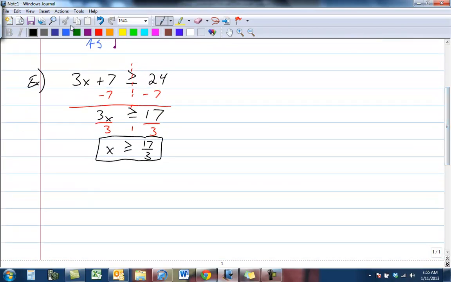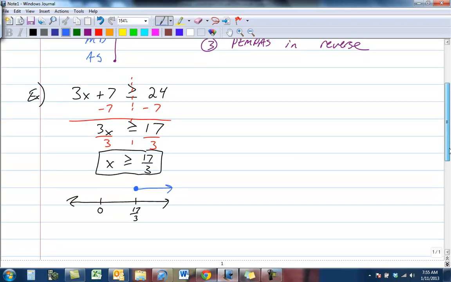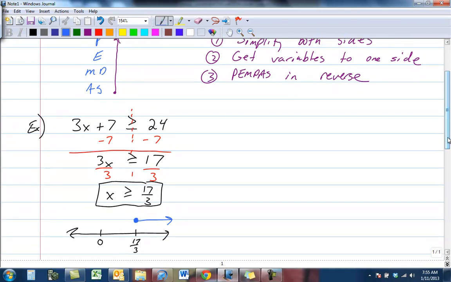Now if we were to graph this, make our number line, 2 tick marks, 0 and 17 thirds. Open or closed? Closed, to the right. That's what's up. We're solving just like we always did. Just now at the end we're going to graph it with the inequalities.